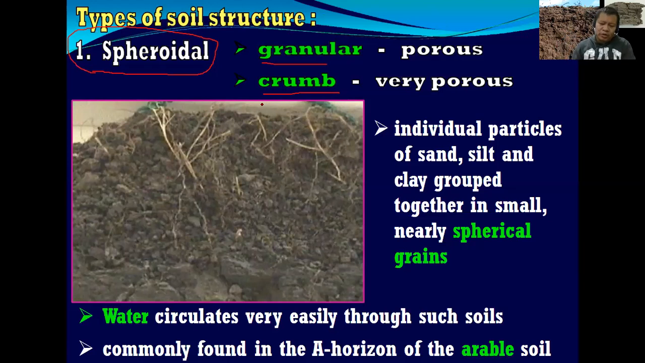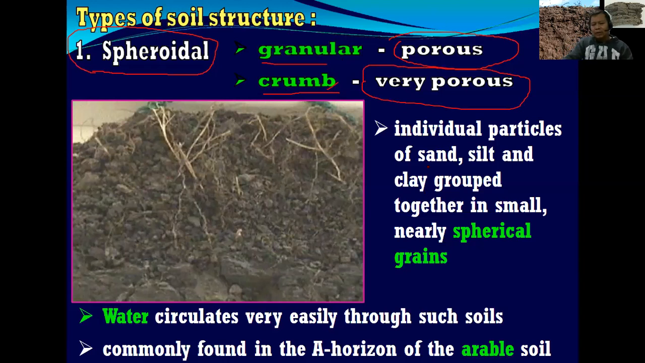Ibang istorya na rin yun pag doon sa lowland kasi ang lowland is walang structure. Structureless yung lowland, yung basakan. Alright. Granular is porous, meaning to say in granular or spheroidal particles, the water and air can move in that particular soils. And also pag crumb, this is very porous. The water and air could even move easily compared to granular.